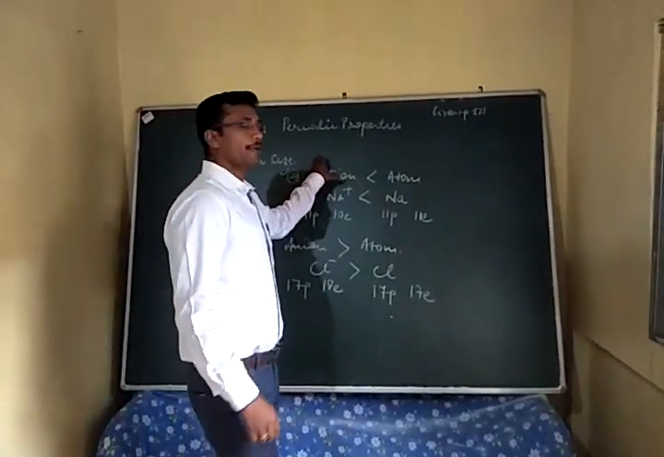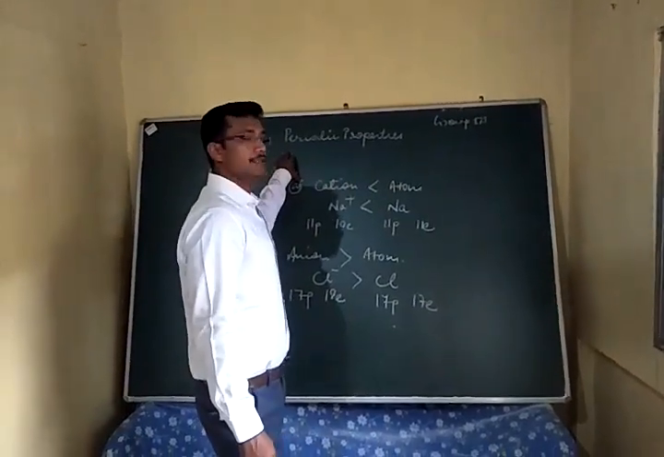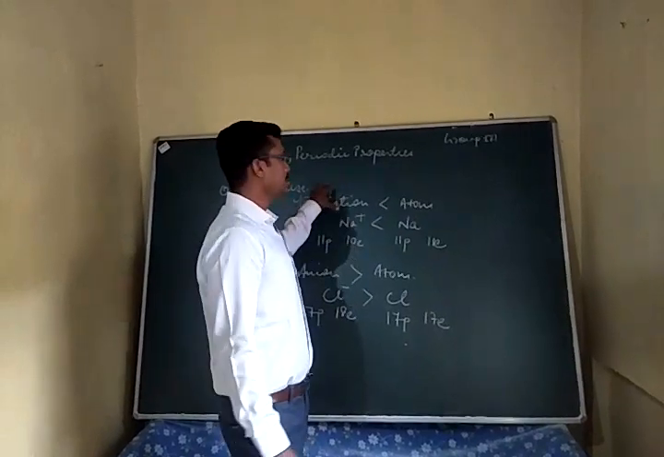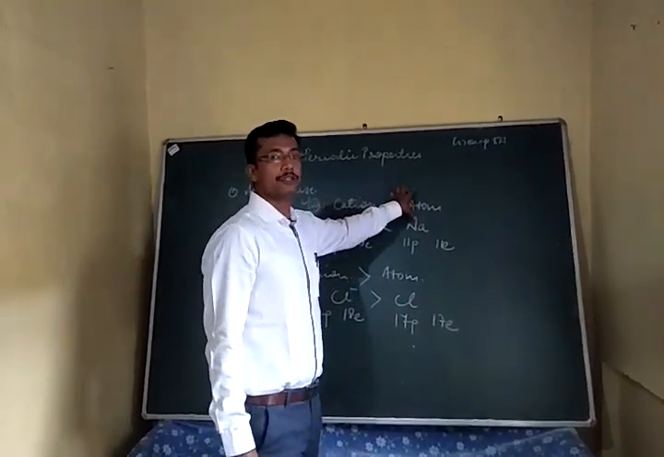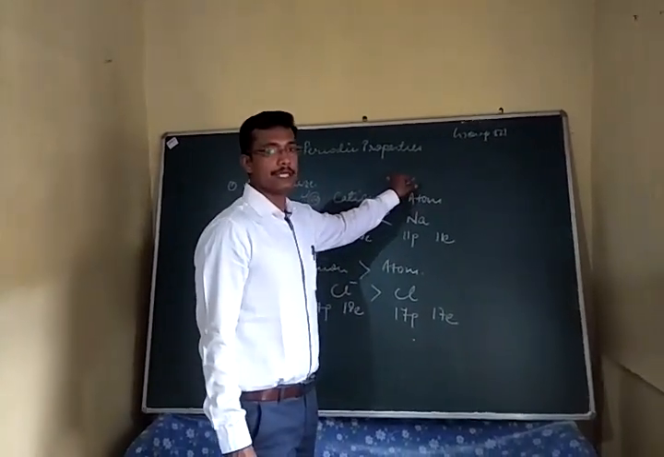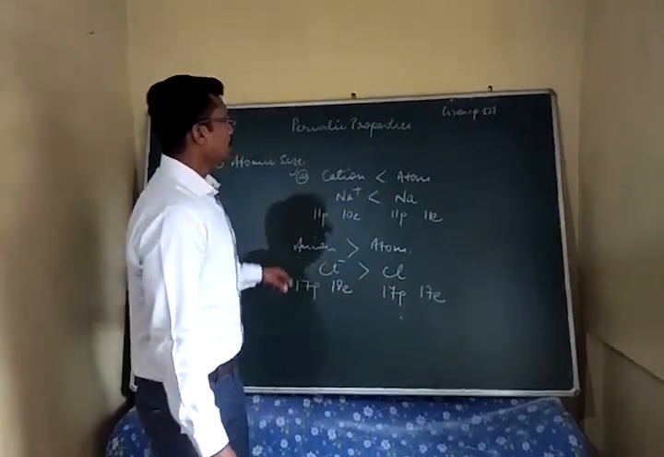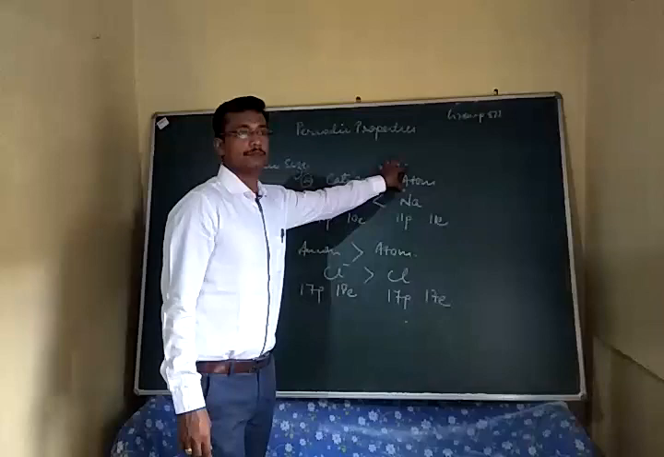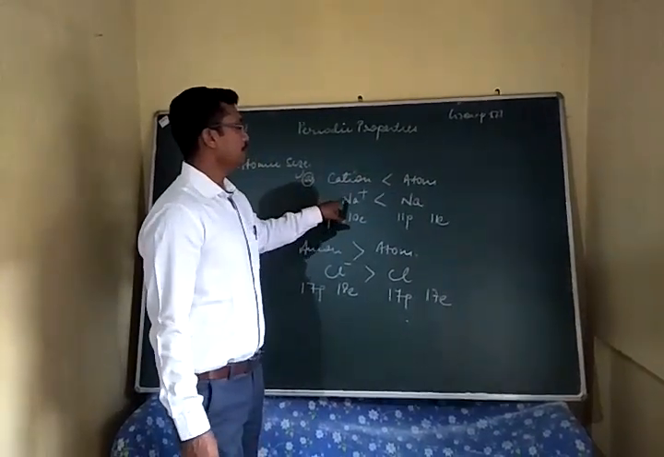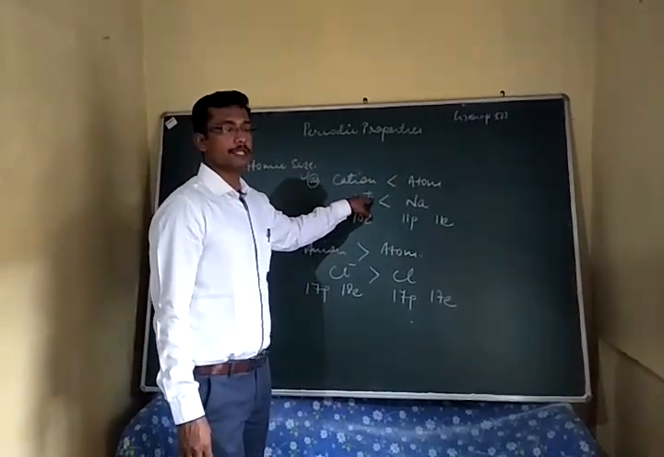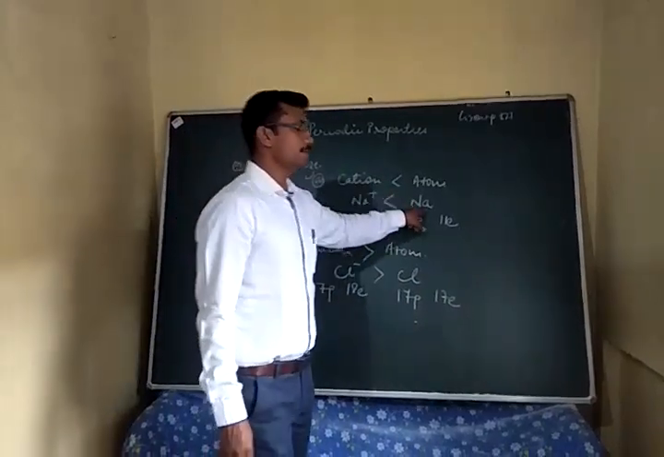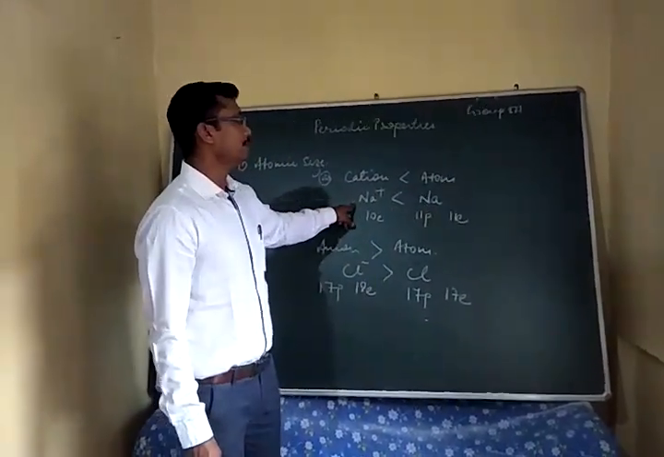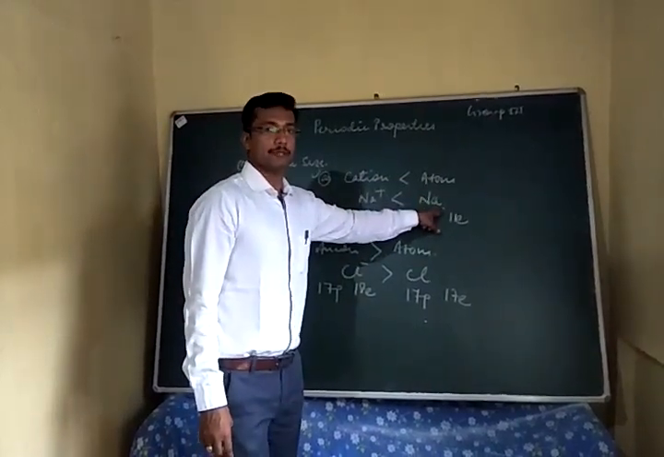So let us now compare the atomic size in a cation and an atom. You know, a cation is positively charged and an atom is neutral, does not carry any charge. Now it is found that a cation is always smaller than the neutral atom. You can see one example, Na+, which is a cation, and sodium, which is a neutral atom. Here the sodium ion will be smaller than the sodium atom.